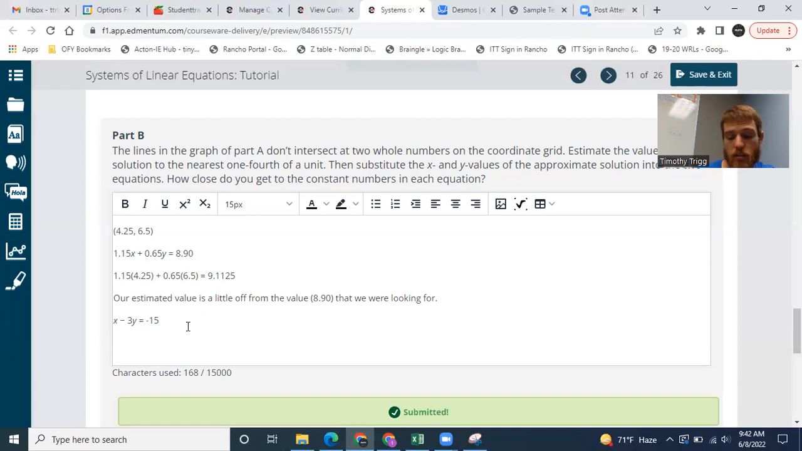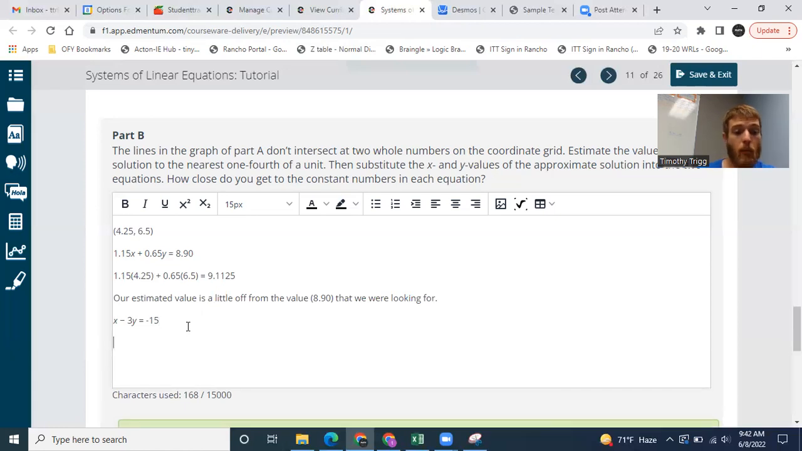Okay, now let's try the second equation. So what we're going to do is replace, once again, x and y with the same two coordinate points. For x, 4.25, and for y, 6.5. So 4.25 minus, and then it's 3y there, so 3 times the value of y, 6.5. And then we want to see what this equals.